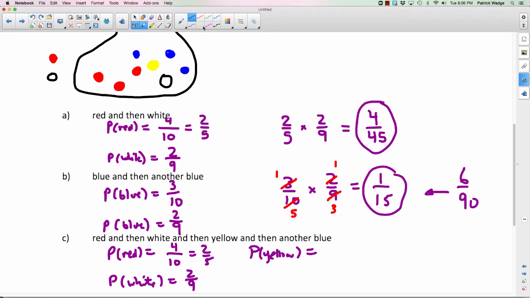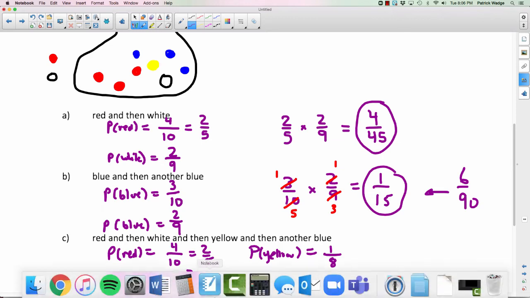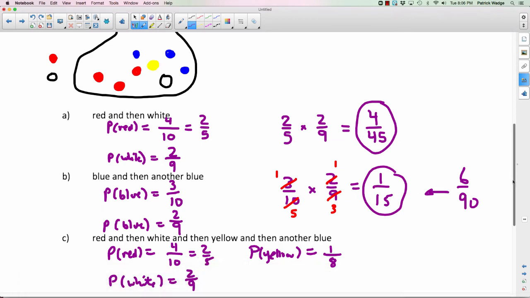So the probability of getting yellow. What's our total now? We've gotten rid of the red. We didn't replace it. We got rid of the white. We didn't replace it. How many are left in here now? There's 8 of them left in there. How many of them are favorable? In other words, how many are yellow? 1. And that's it. You can't put that in those terms because it already is. All right, so we're going to get rid of that yellow.